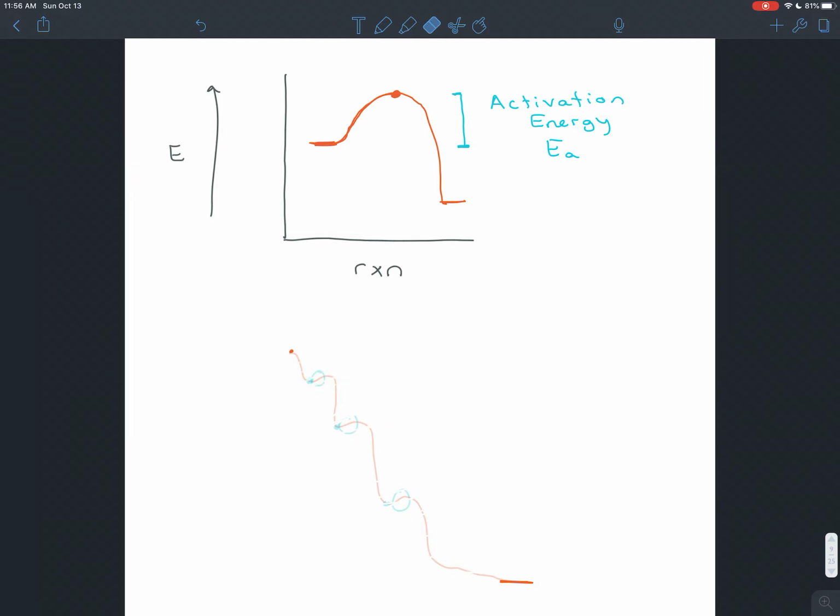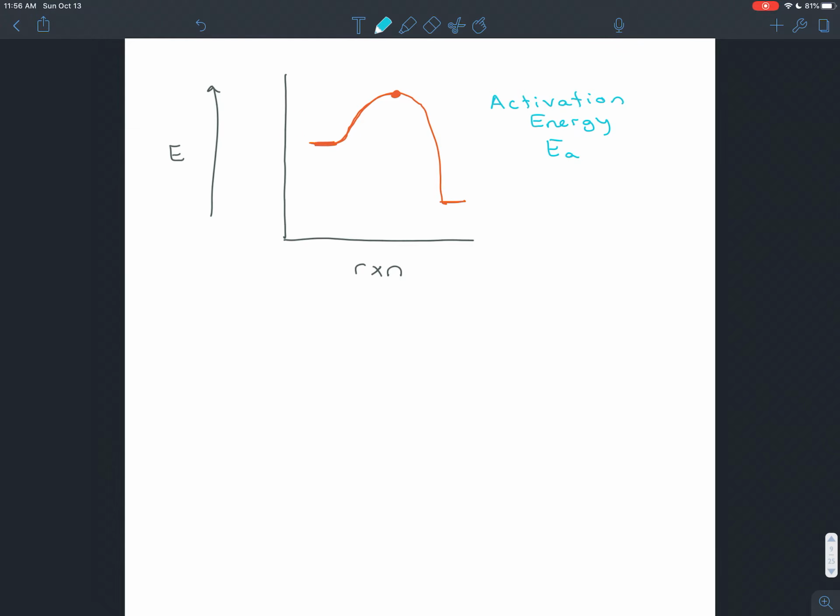Now you can think of the forward reaction and the reverse reaction. The activation energy that we have here is the activation energy for the forward reaction. Imagine thinking of the activation energy for the reverse reaction. You start with this much energy, you have to get it all the way up here. It's a much higher activation energy.